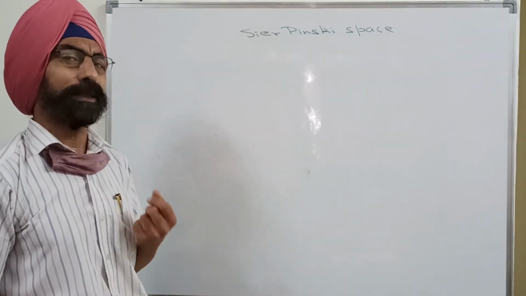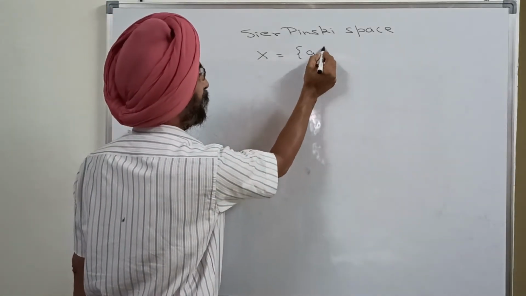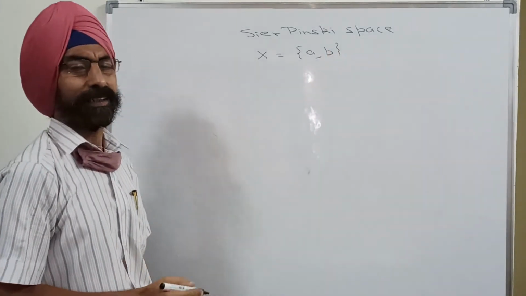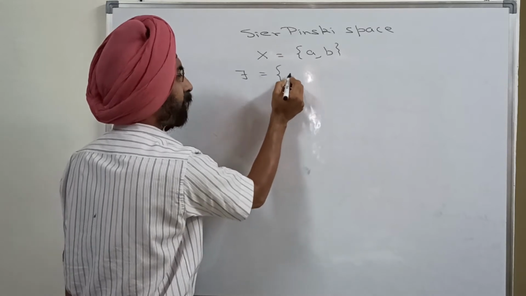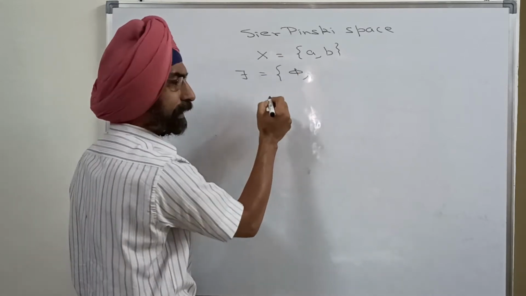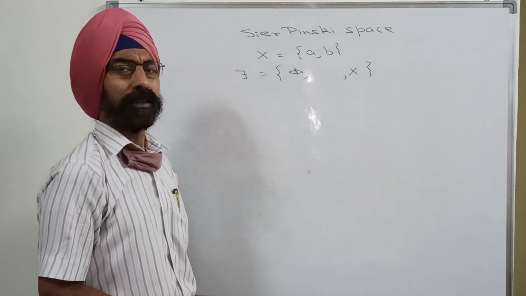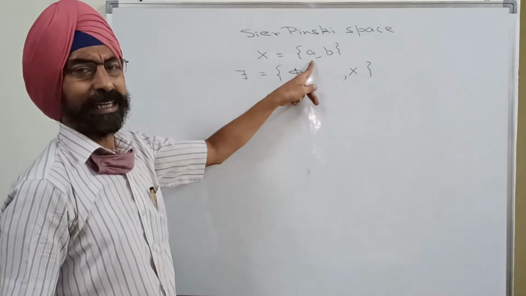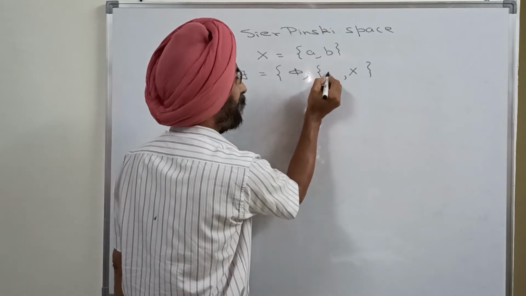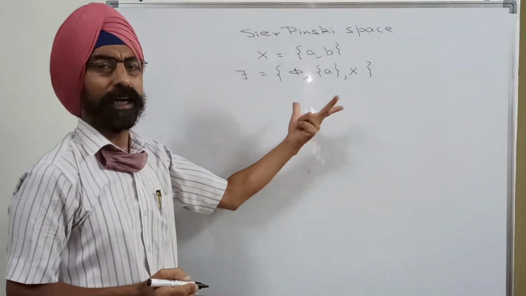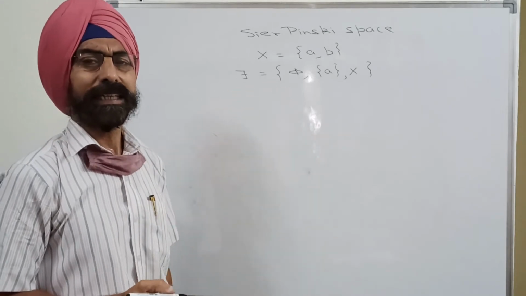So you know what is Sierpinski space. Your set X contains two elements, A and B, and your topology in case of Sierpinski space contains three sets. One is the empty set, the other one is the whole set X, and the third one may be either the singleton set A or the singleton set B. So let us take the singleton set A. So this is now Sierpinski space, and let us check whether it is T0 or not.